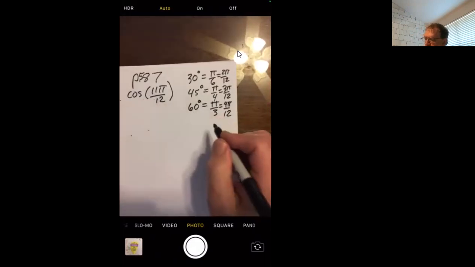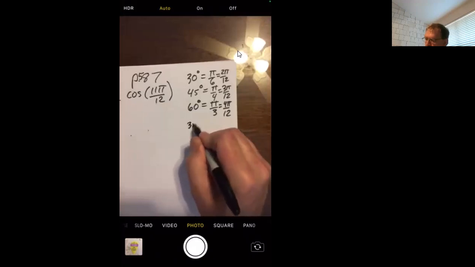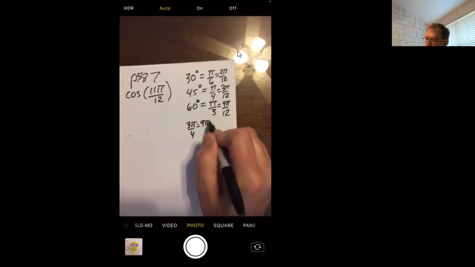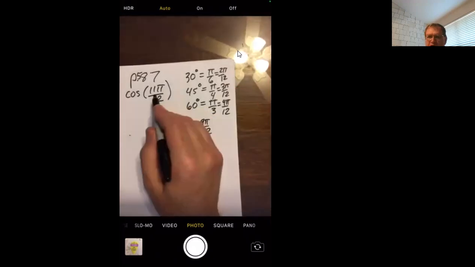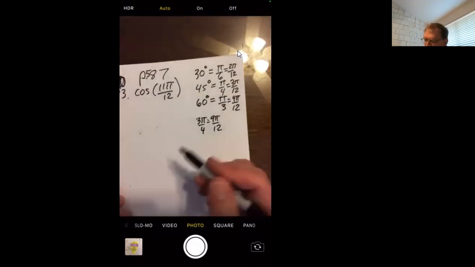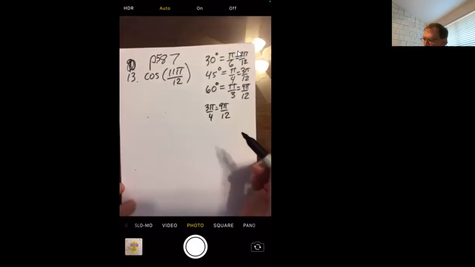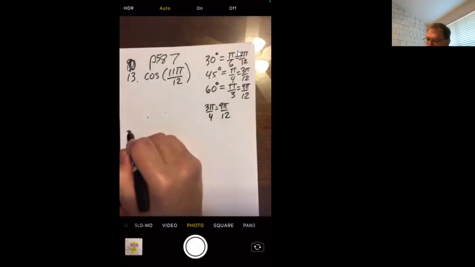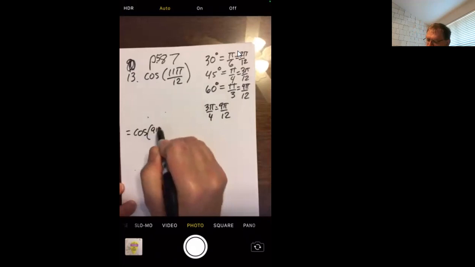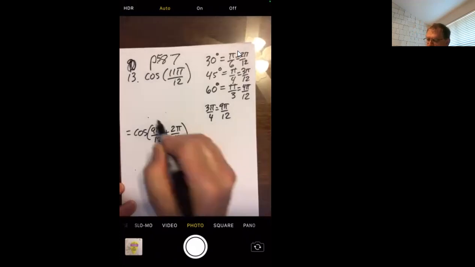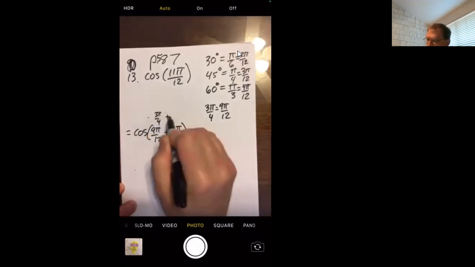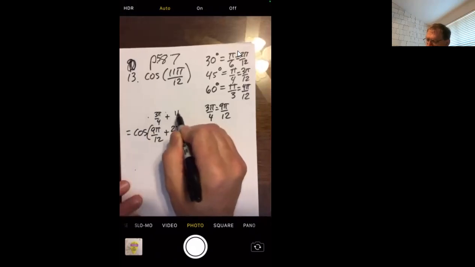Well, you could go further around. 9 pi over 12. 3 pi over 4 is going to be 9 pi over 12. And then you could add 2 pi over 12 and get to 11 pi over 12. Now, like I said, there's multiple ways to do it. So I'm just trying to find the first way that comes to me. So yeah, I could bust this up as a cosine of 9 pi over 12, add 2 pi over 12. Now this is 3 pi over 4, and this is pi over 6.